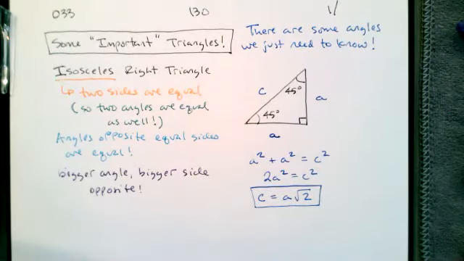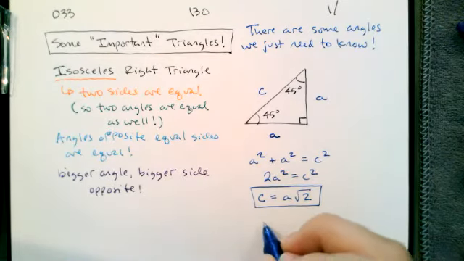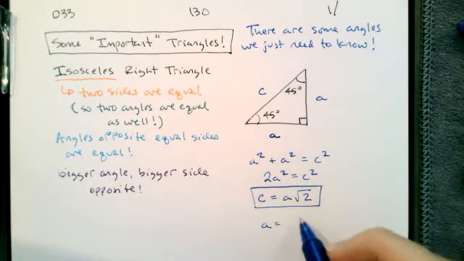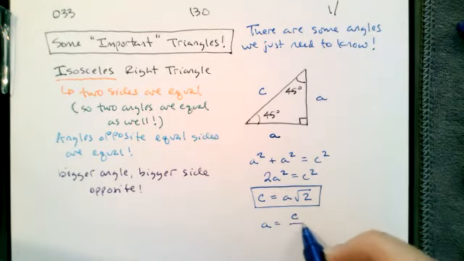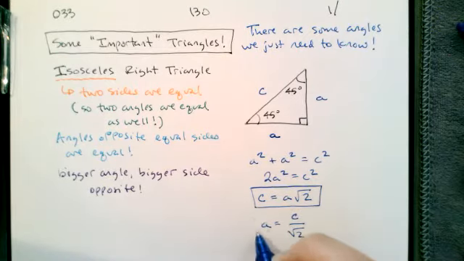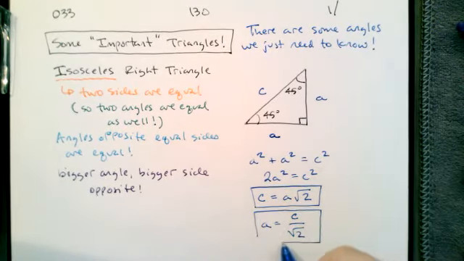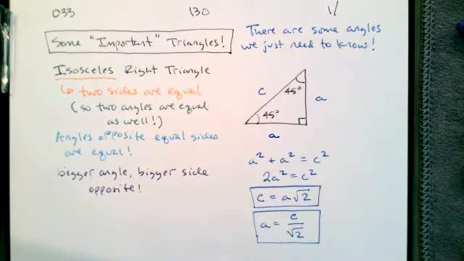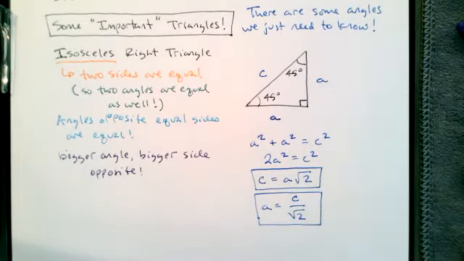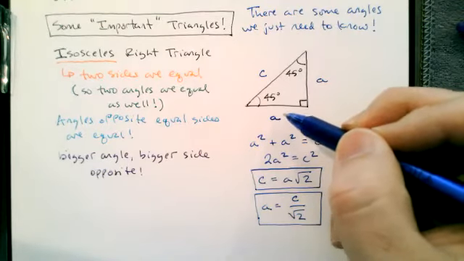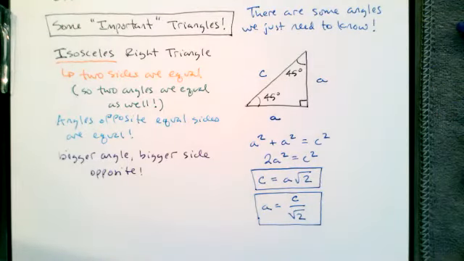So in an isosceles right triangle, we see that the hypotenuse is the square root of 2 times the legs of the right triangle. We can turn this around and solve for a, and just divide by the square root of 2. A is c divided by the square root of 2. So if we have a length of a is 10, then c is just 10 times the square root of 2.